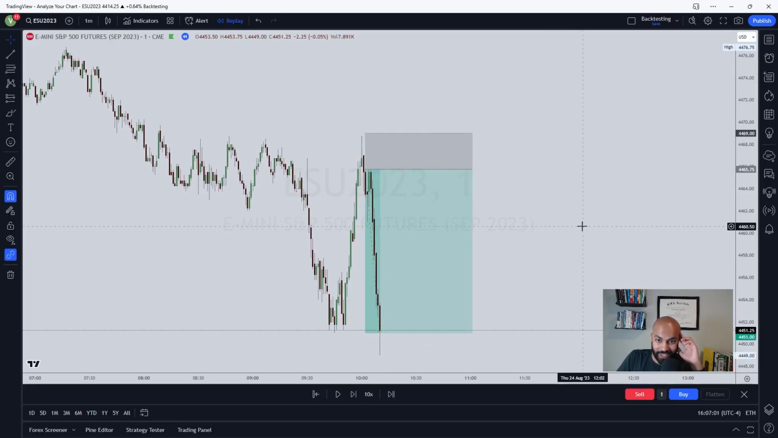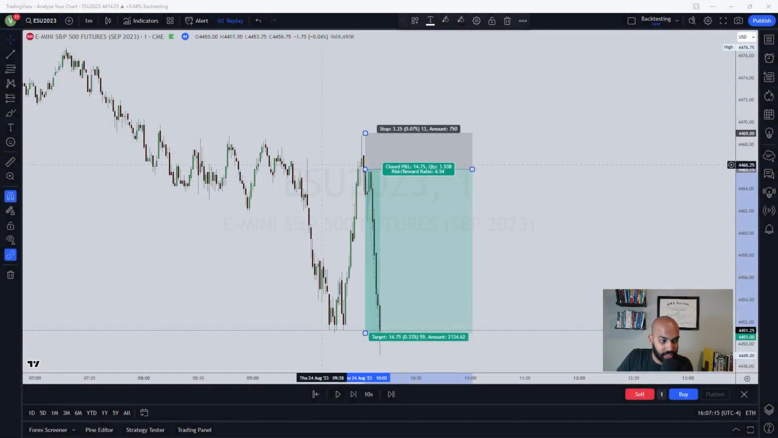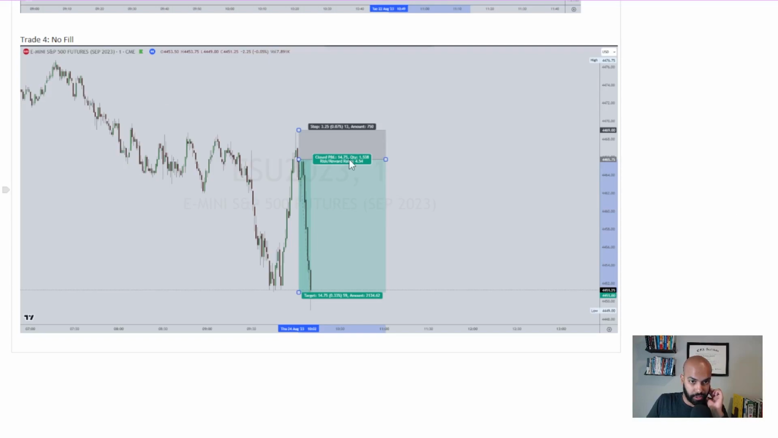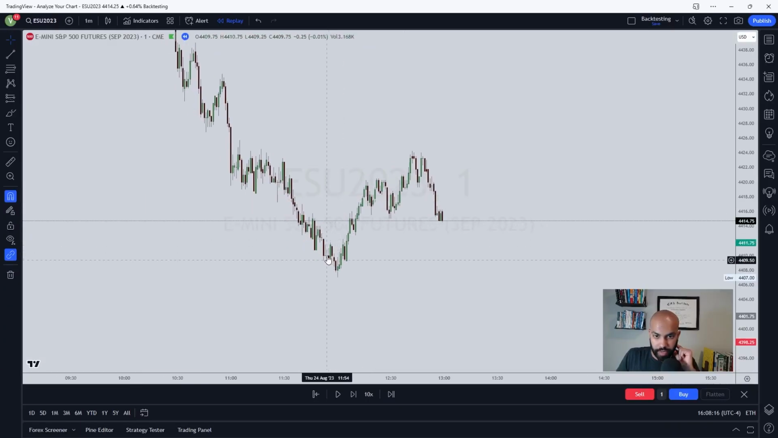I think I tried to enter into this short, and I don't think I got filled. I think I did this exact same thing. So we go ahead, we screenshot this, and we put it in. Trade for no fill.